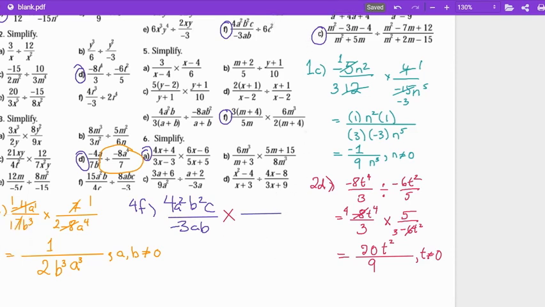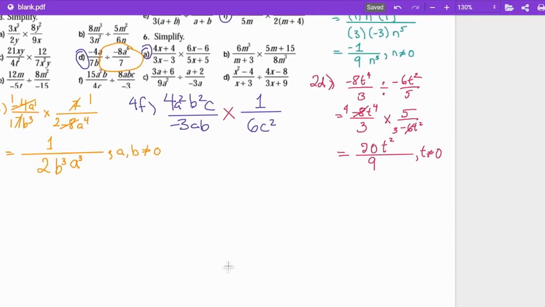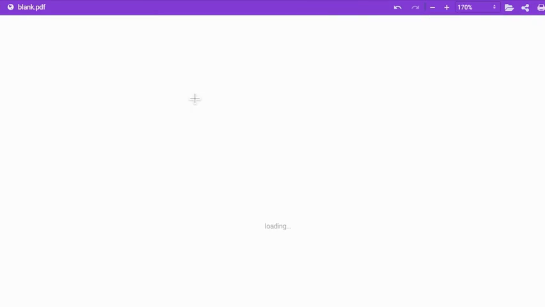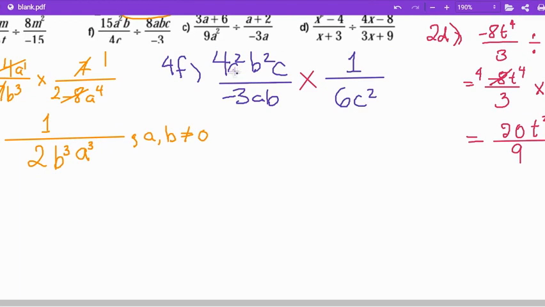So what is the reciprocal of 6c squared? Well, if you make 6c squared into a fraction, so 6c squared over 1, and then you flip that fraction, you get 1 over 6c squared. So this is the reciprocal here. Okay, let's move on to cross-canceling. So I see that the 4 and the 6 can both be divided by 2. That gives me a 3 and a 2.